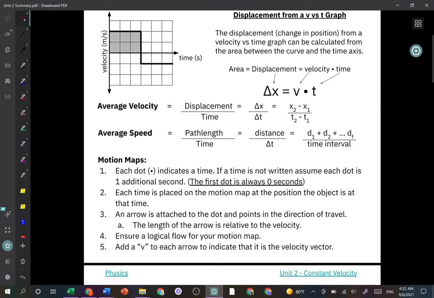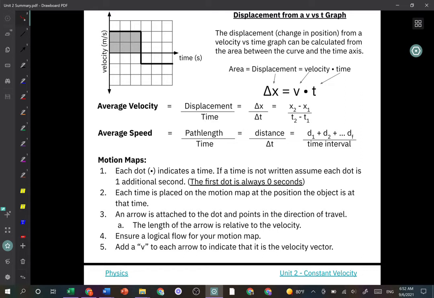Now, one of the ways that we represented motion was with motion maps. We had that summary that we included in our lab notebook about the 4 hints for drawing motion maps. I have rewritten those right here, as well as included an additional one that will help us moving forward.